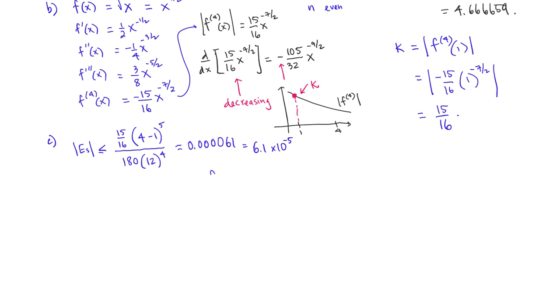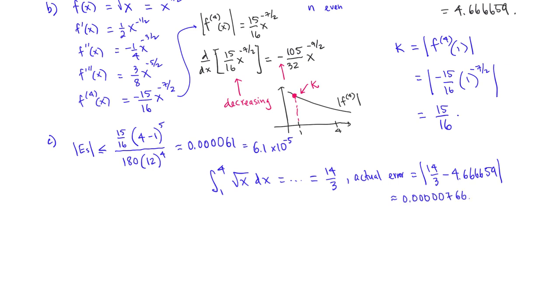Since the integral from 1 to 4 of square root of x dx can be evaluated exactly at 14 over 3, the actual error is 14 over 3 minus S sub 12, which is the estimate using the Simpson rule, which is 4.666659. This is approximately 0.0000767, or 7.67 times 10 to the negative 6 power. This is much smaller than the error bound guarantees, so the theorem is verified.